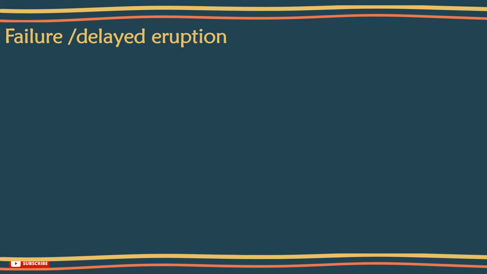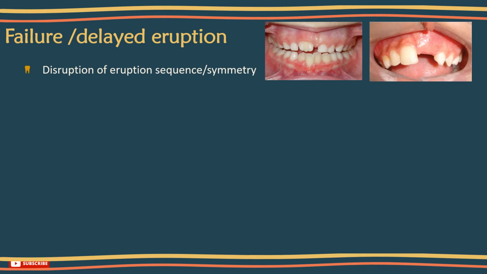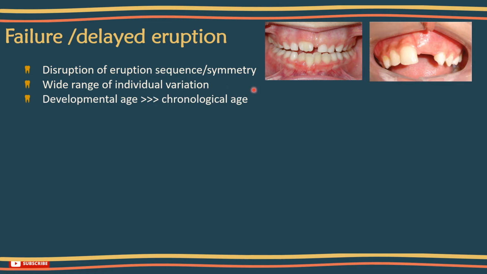Failure of or delayed eruption. Disruption or disturbance of normal eruption sequence and asymmetry in eruption times of contralateral teeth for longer than 6 months than normal warrants further investigations. It must be remembered that there is a wide range of individual variations in eruption times. However, developmental age is more important in assessing delayed eruption than chronological age.